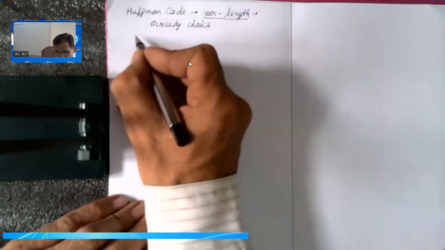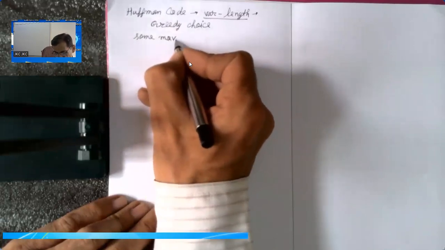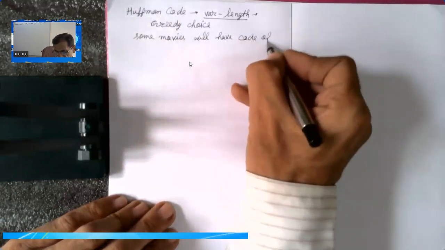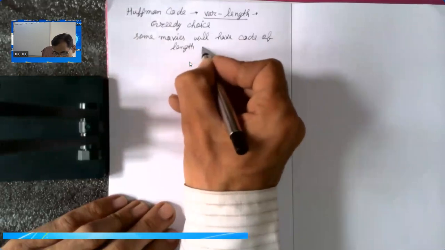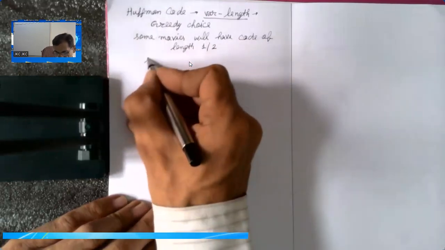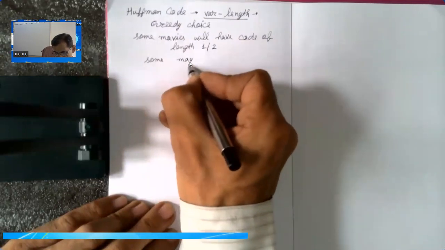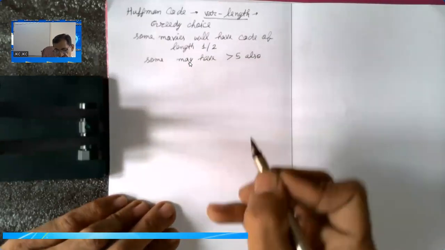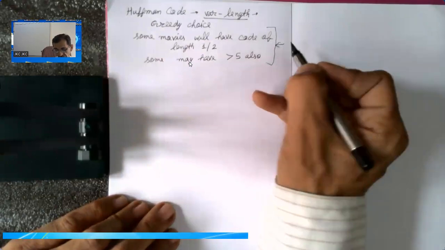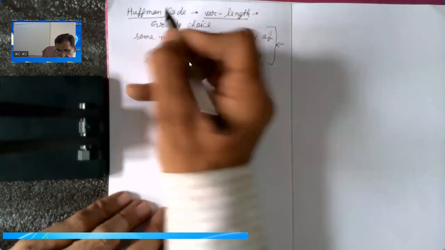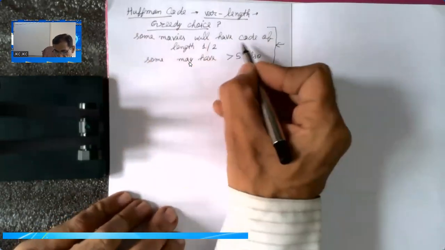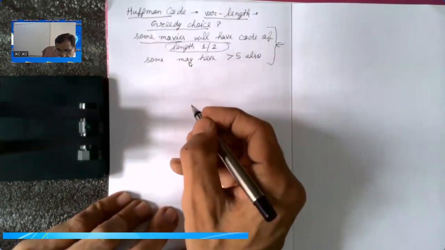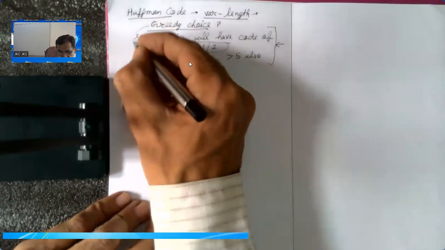Variable length means, of course, some movies will have a smaller code of maybe length 1 or 2 or so, and some may have more than 5 also. Earlier we had fixed length, but now this will be there. And he proved that this will be a better choice in such situations. But what should be the greedy choice? How should we decide which movie should have a smaller code? Obviously, you have some intuition in your mind. You have a greedy choice in your mind.